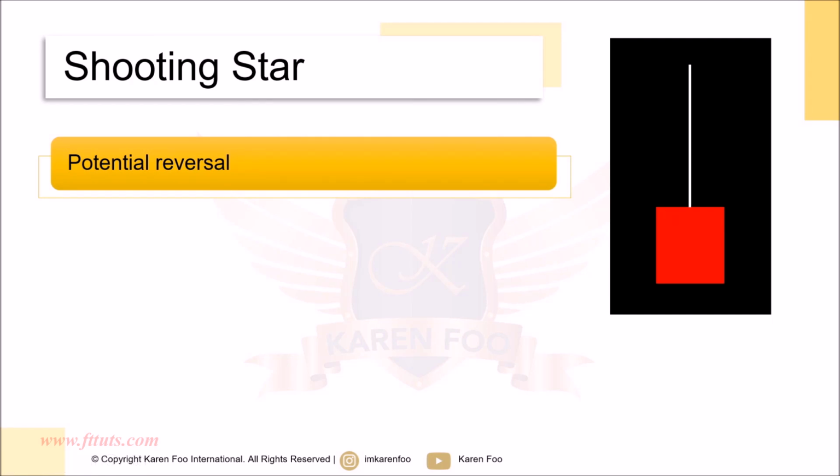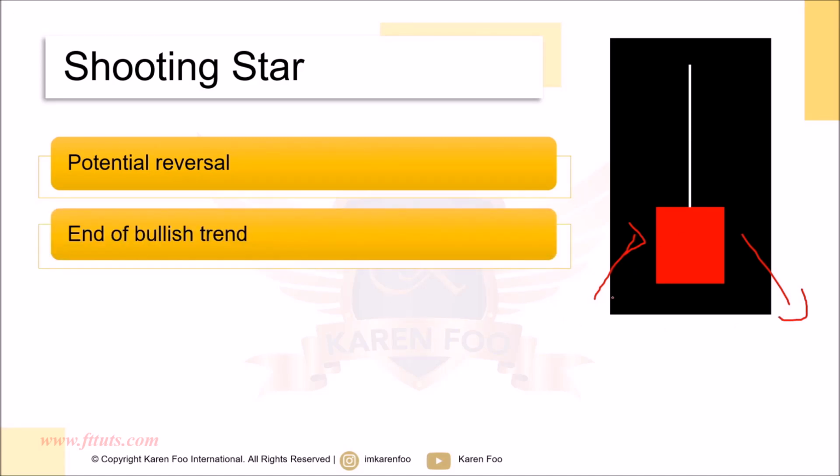So when you see a shooting star at the end of an uptrend, it tells you that price is going to reverse from an uptrend to a downtrend, okay? Or it's just going to cause a temporary downward retracement. So this means that the bullish trend is going to end, or it just means that there's going to be a temporary retracement in an uptrend, okay? Because in an uptrend, you can see it goes up, and then retracement downwards.